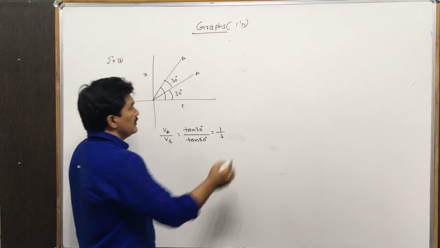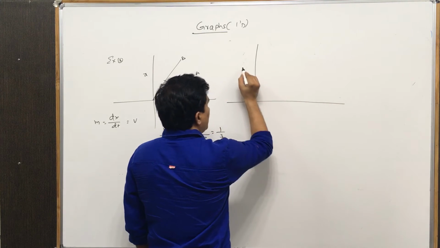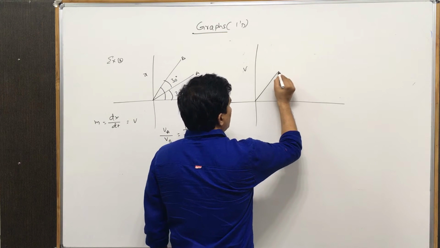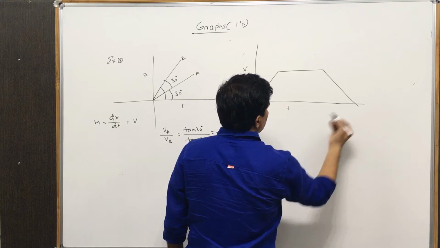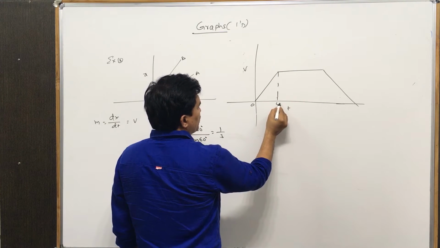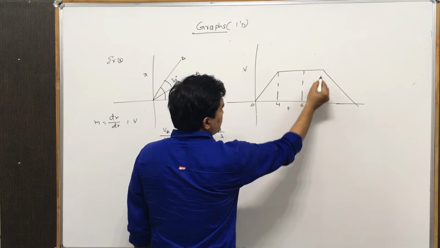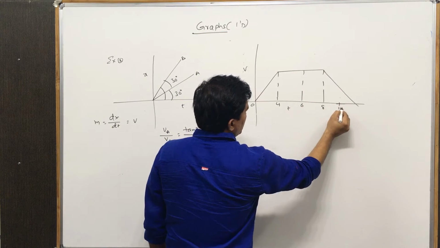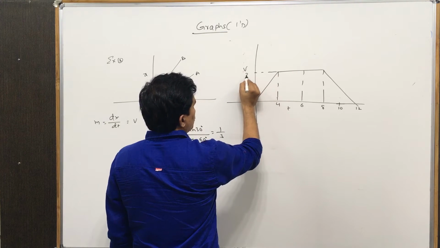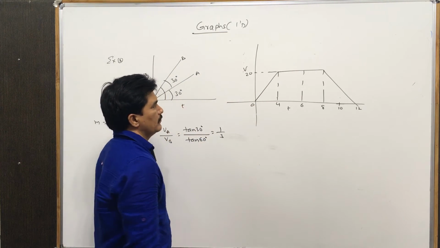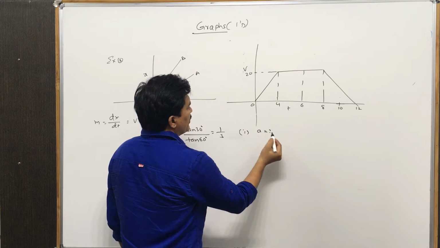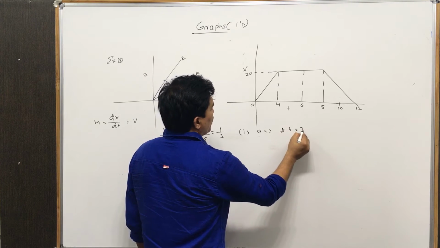And not only this, if he is talking about a velocity versus time graph, that graph is in this fashion. Say this is 0, this is some 4, this is some 6, this is 8, 10, 12, and this corresponds to some 20. Now, he is going to ask you what is the acceleration at t equal to 3 seconds.